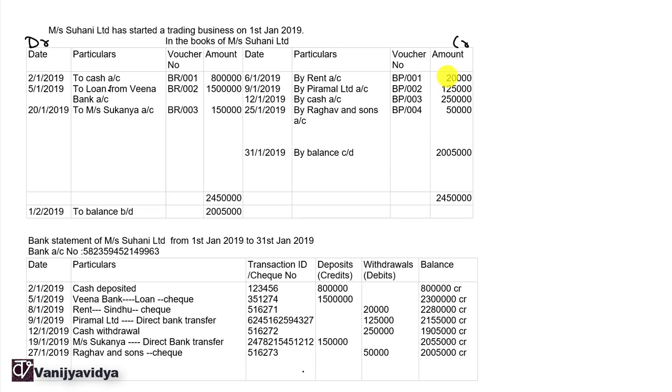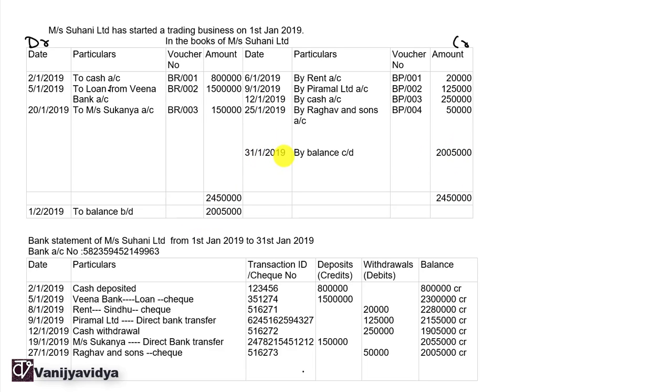Similarly, if you look on the credit side of your bank account as per books, you have 20,000, 1,25,000, 2,50,000, 50,000. Now, if you see your bank statement, these amounts appear on the debit side of the bank statement, that is 20,000, 1,25,000, 2,50,000 and 50,000. So, the effect in the bank statement is exactly opposite of whatever is the effect in a bank account as per our books.